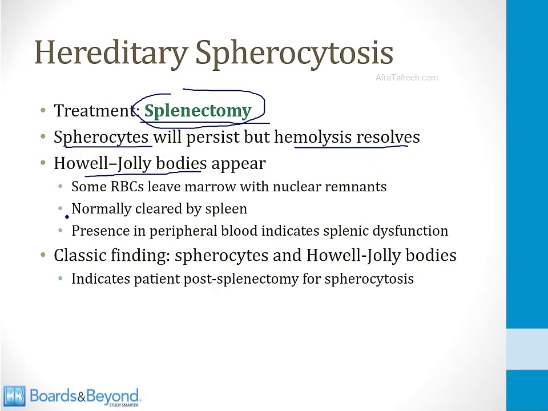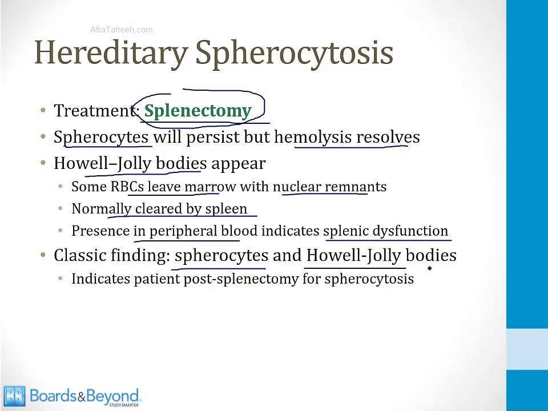The reason Howell-Jolly bodies appear when the spleen has been removed is because some red cells normally leave the marrow with nuclear remnants. These red cells are usually cleared by the spleen. But if a person has splenic dysfunction for any reason, including if the spleen has been removed, then the Howell-Jolly bodies will appear and be present inside of red cells in the peripheral blood. The reason I'm telling you this is because a classic finding that often appears in board exams is a peripheral smear with both spherocytes and Howell-Jolly bodies present. That peripheral blood smear is from a patient who has spherocytosis and has had their spleen removed for treatment, and therefore what you now see in their peripheral blood is both spherocytes and Howell-Jolly bodies. And that concludes our video on intrinsic hemolysis.